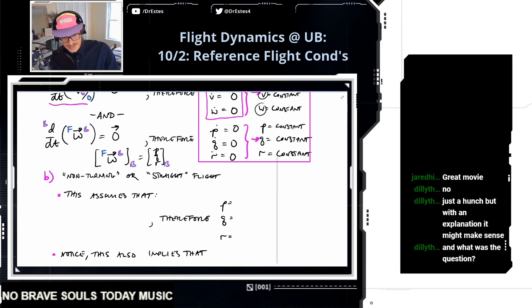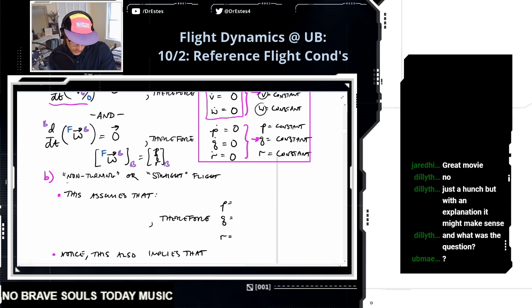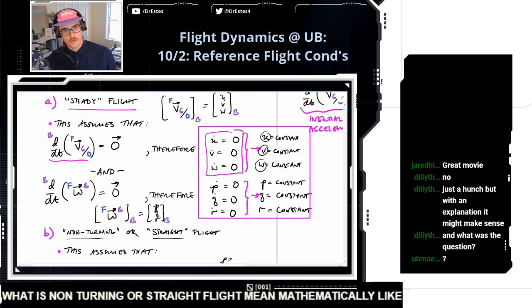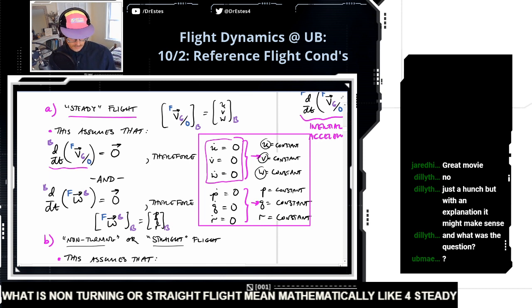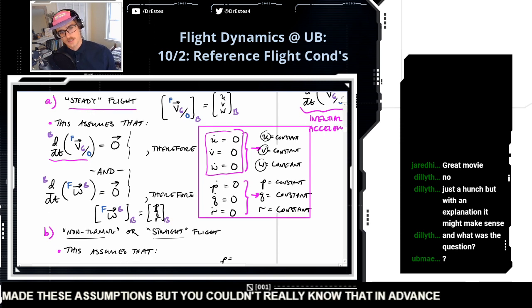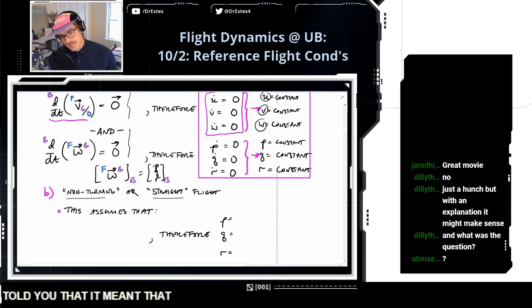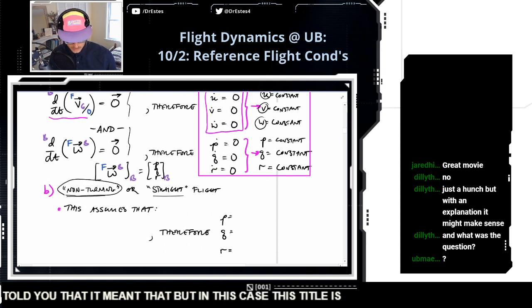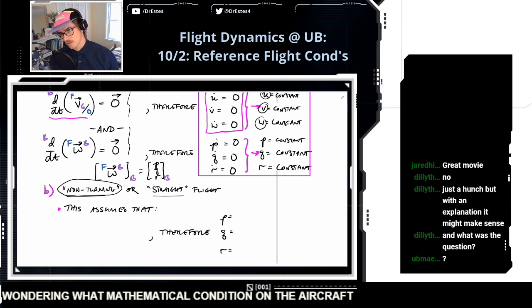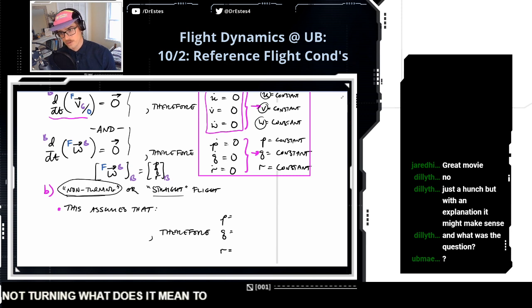What was the question? What does non-turning or straight flight mean mathematically? For steady flight, I made these assumptions, but you couldn't really know that in advance unless I just told you that it meant that. But in this case, this title is very descriptive. So I'm wondering what mathematical condition on the aircraft can I specify given that it's not turning? What does it mean to be turning?